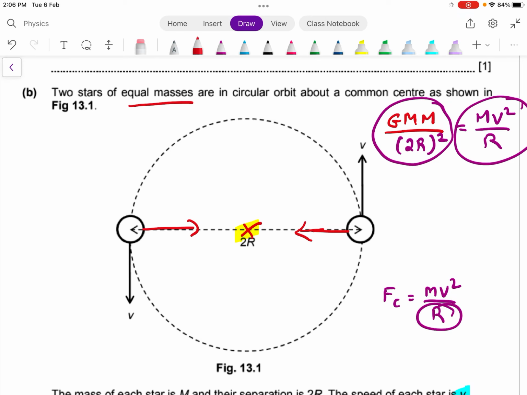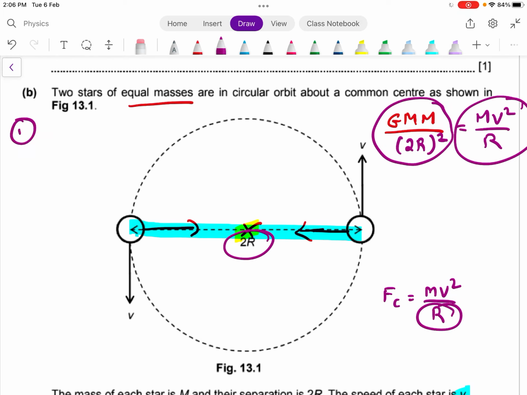So how do I calculate the so-called G force? We need to use GMM over (2R) squared. Remember, in GMM over R squared, the R is the distance between the two bodies. In this particular context, it's actually 2R. So that's why you don't put GMM over R squared. If you put GMM over R squared, it's already wrong.